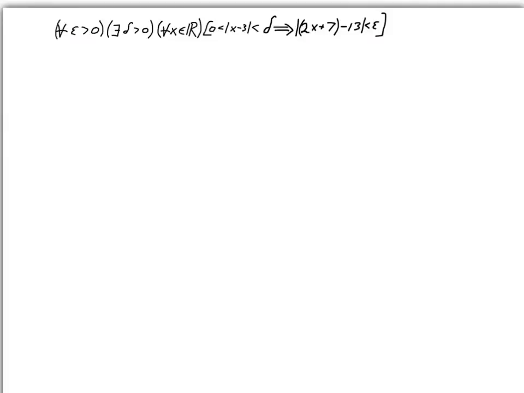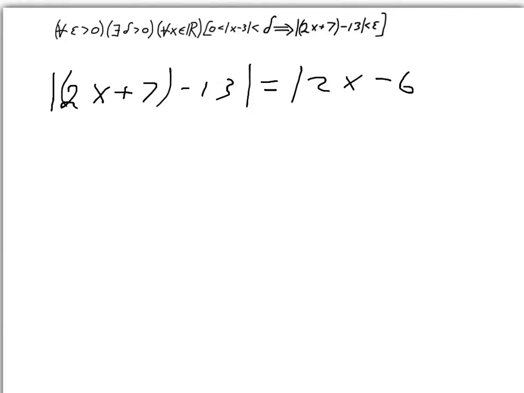So let's calculate that quantity. We have 2x plus 7 minus 13. Now I'm not going to put less than epsilon, I'm just going to calculate this quantity out and see what it takes to make it less than epsilon. So that, if you look at it, that's 2x minus 6. We can factor out a 2 from that and get 2 times x minus 3. And now you get to something that's important. You get to a factor of the absolute value of x minus 3, and we know that we're going to be choosing that to be smaller than delta. So regardless of how we choose our delta, this is going to be smaller than 2 delta.